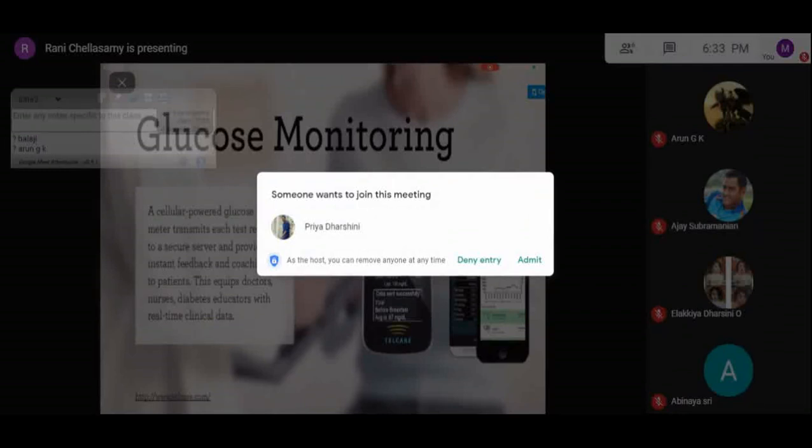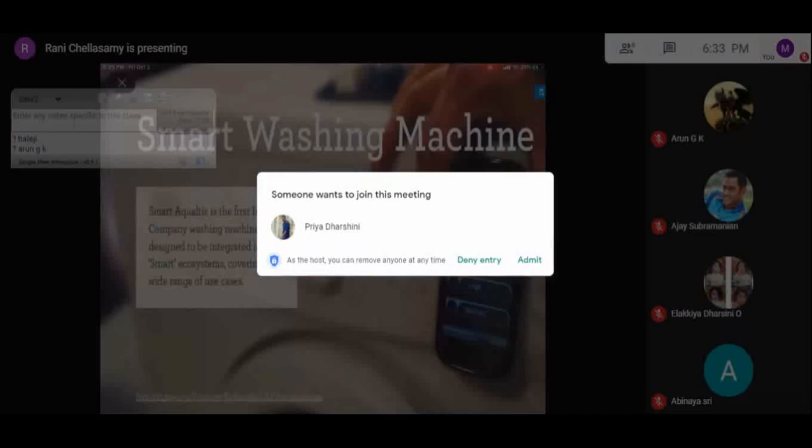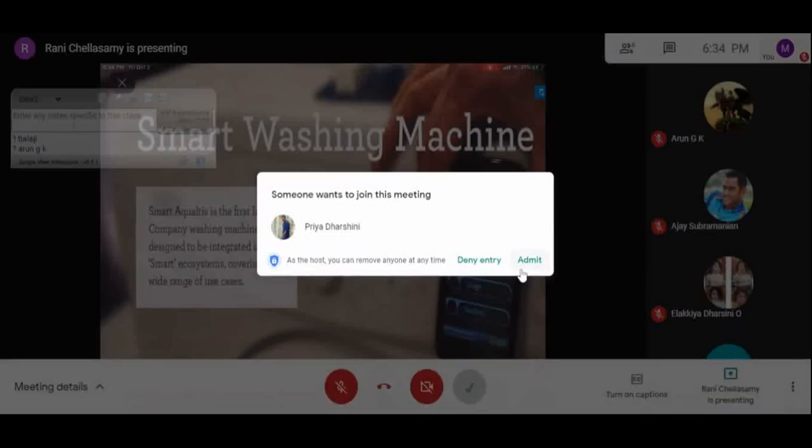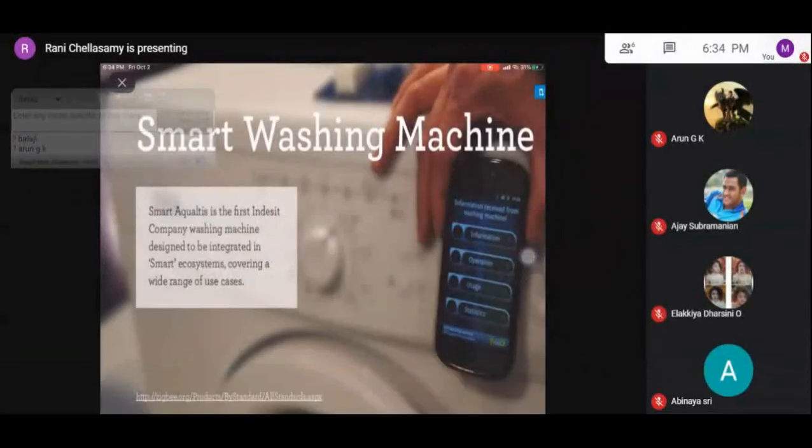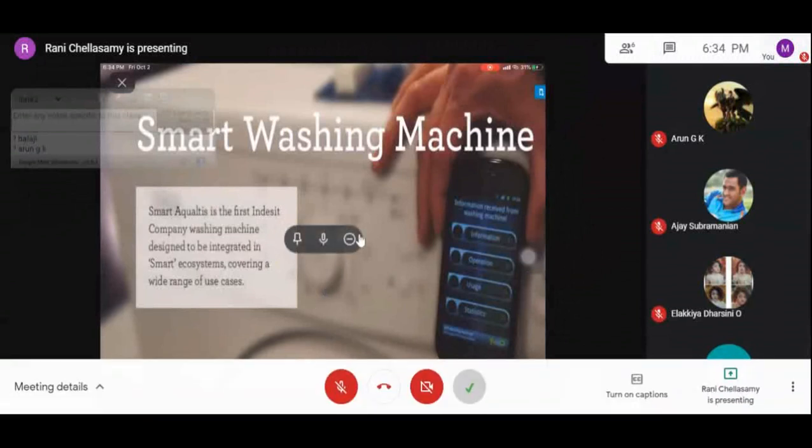Okay. Next coming, smart washing machine. So the smart washing machine is the first company washing machine designed to be integrated in a smart ecosystem. This provides an end-to-end digitally managed washing experience. The users can reserve, schedule, monitor and pay for the services from their phones. Each washing machine is connected to the cloud and can be individually managed from the application. And the wash application will also assist the user throughout the washing process.